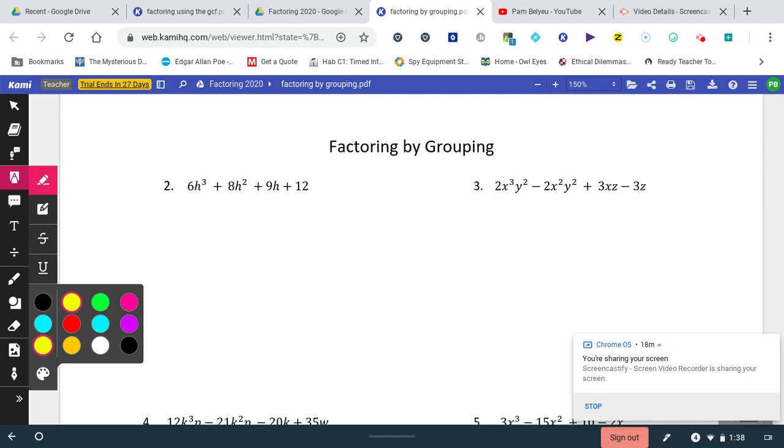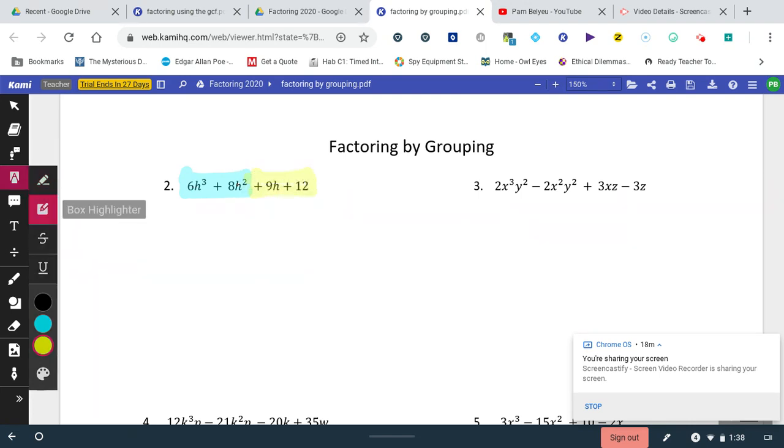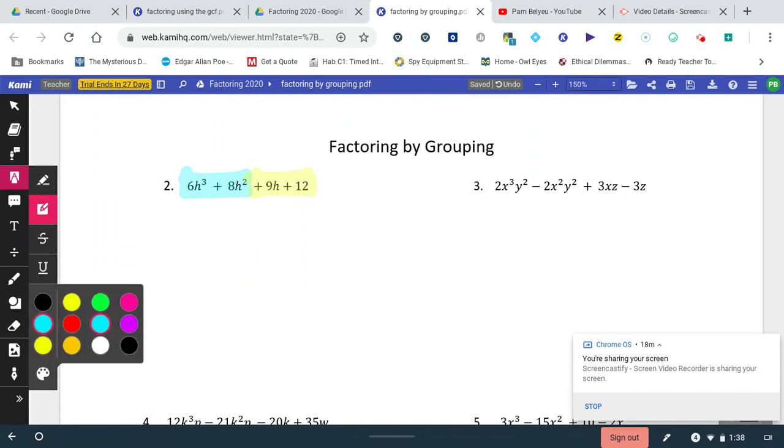All right, let's take a look at these. I'm going to group these two in blue, and I'll do these in yellow. Okay, I'm going to do my blocks again. I'm going to do the blue one first, then I'll do the yellow one.